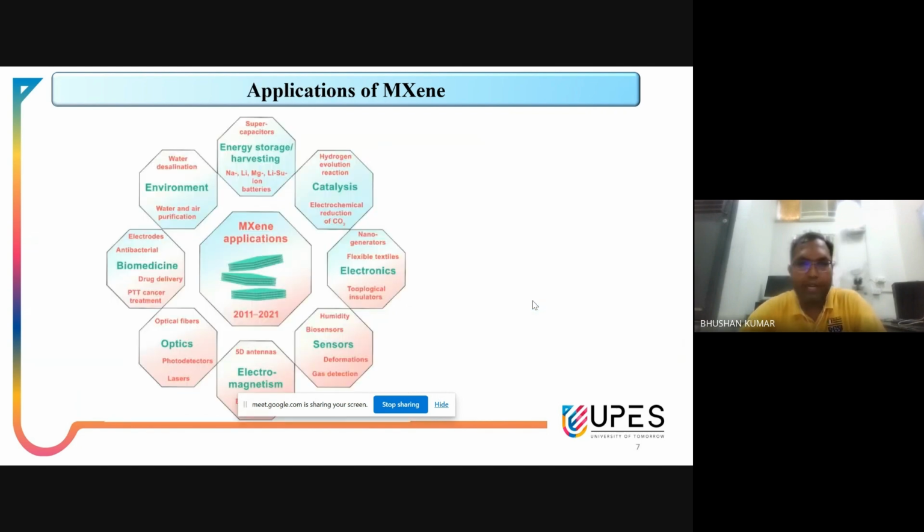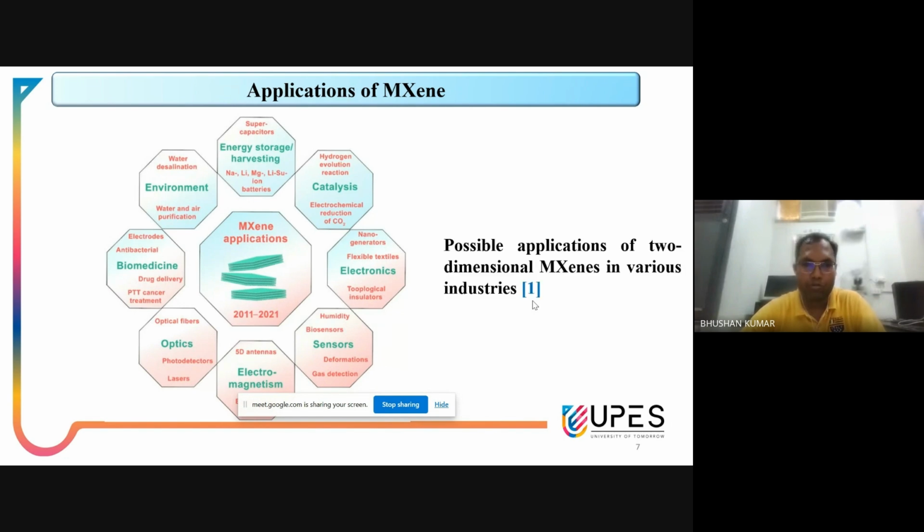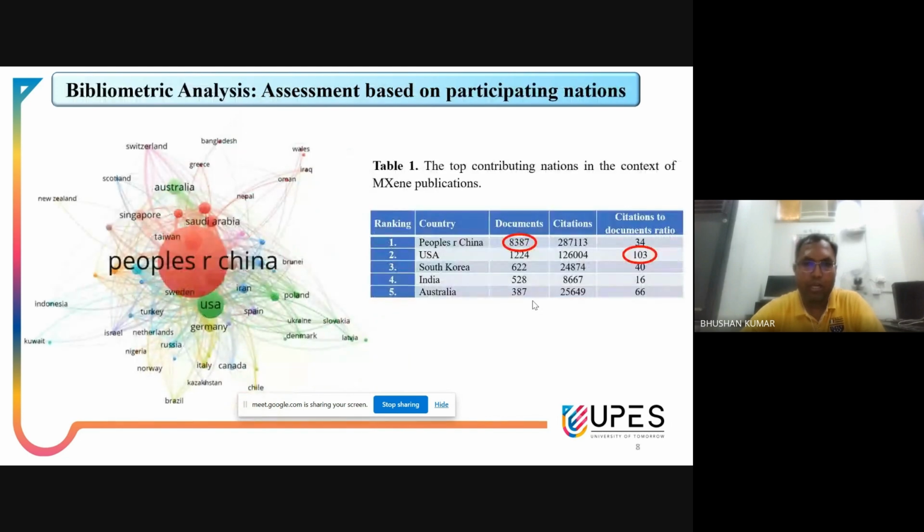Now, these are the different applications of MXene. Nowadays, MXene is used in energy storage devices like batteries and supercapacitors, electromagnetic interference shielding, sensors, optics, biomedicine, environment, and many more. So these are the different applications. Now, bibliometric analysis is a quantitative method to analyze scientific literature. Here we use Web of Science as our database and VOSviewer as the software to generate this type of analysis.